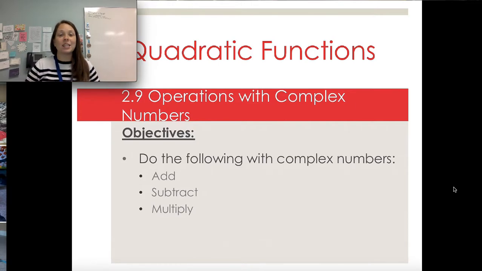So today we're going to continue looking at quadratic functions, but specifically we're going to look at 2.9, operations with complex numbers. So we're going to do the following with complex numbers: add, subtract, multiply, and we're not going to do division. That's more honors algebra 2 than it is just traditional algebra 2.